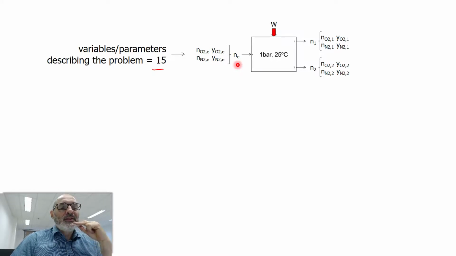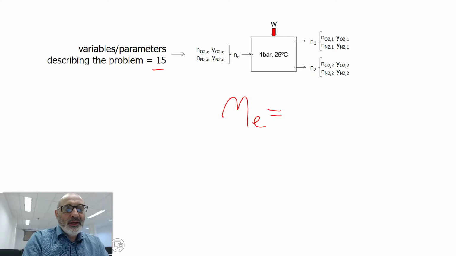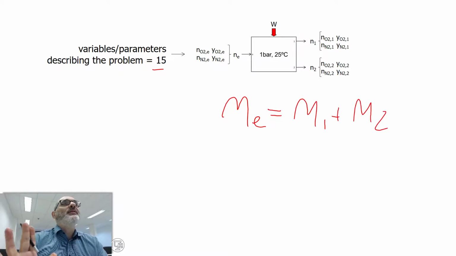We have the total molar flow rate entering the control volume. We have the total molar flow rate at exit number 1, and the total molar flow rate at exit number 2. Of course, I know that because mass is being conserved, NE equals N1 plus N2. I have all these equations, okay?